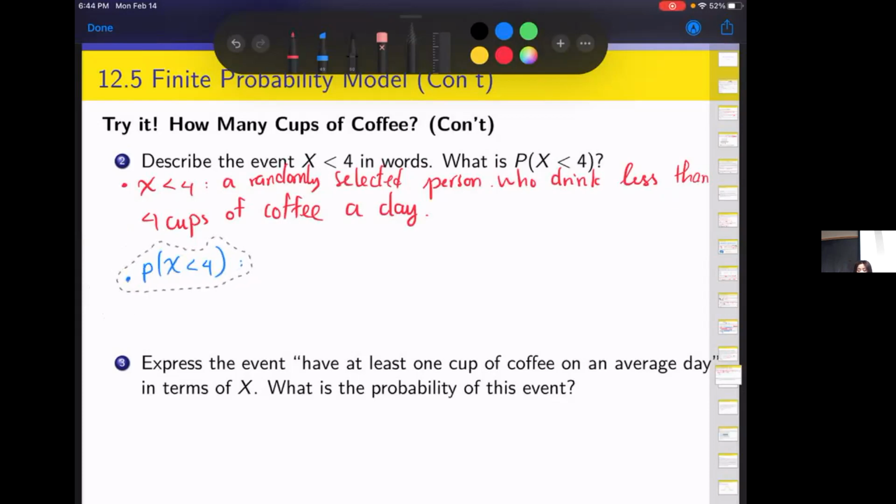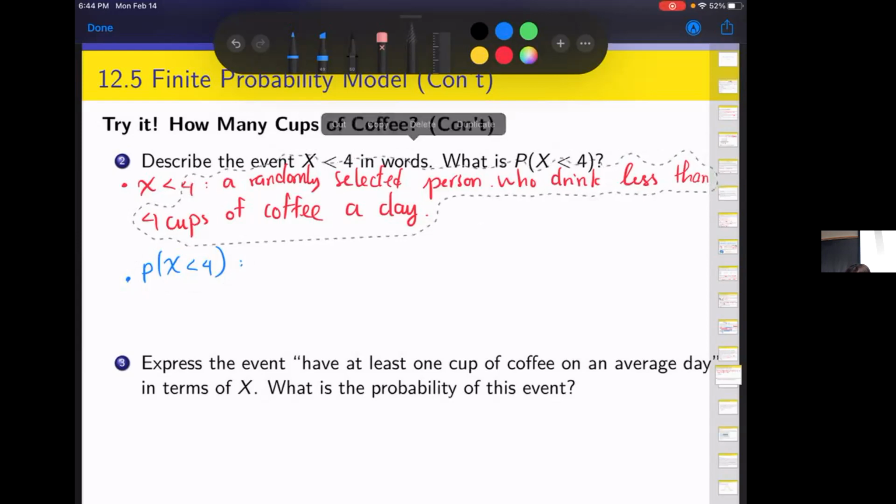All right, so P of X less than 4, now it's easy. P of X less than 4 means all you have to do is add the probabilities. So I'm going to duplicate this because I'm lazy. Duplicate.